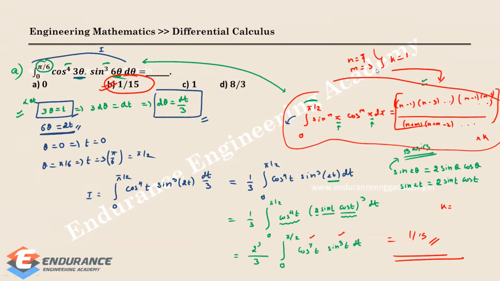So just go through the solution. 1 by 15 is correct. I got the answer already. Kishore and Anthony have answered it. Any doubts here?